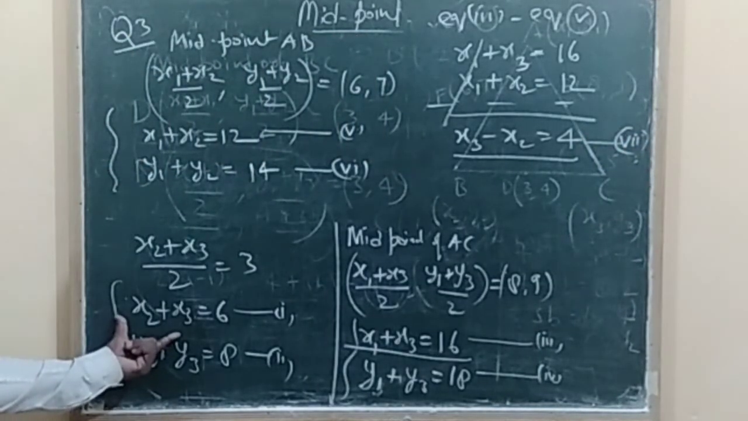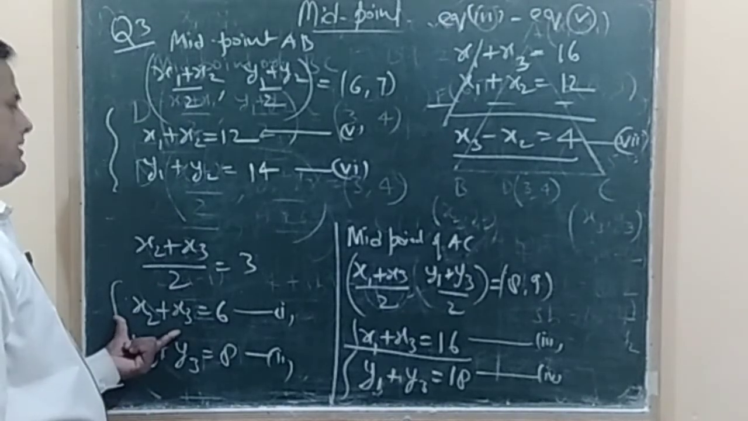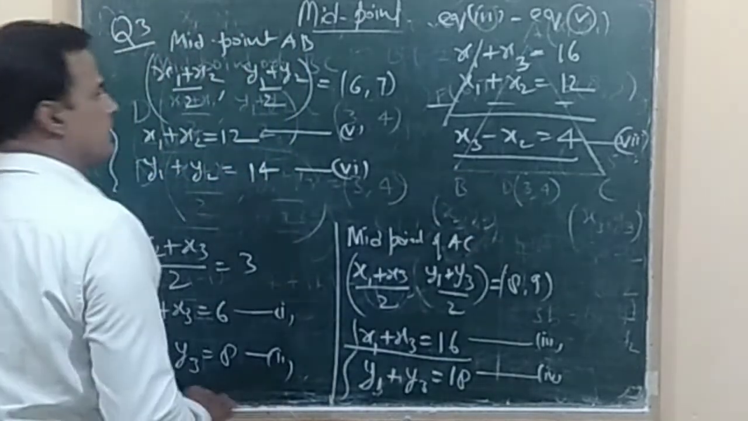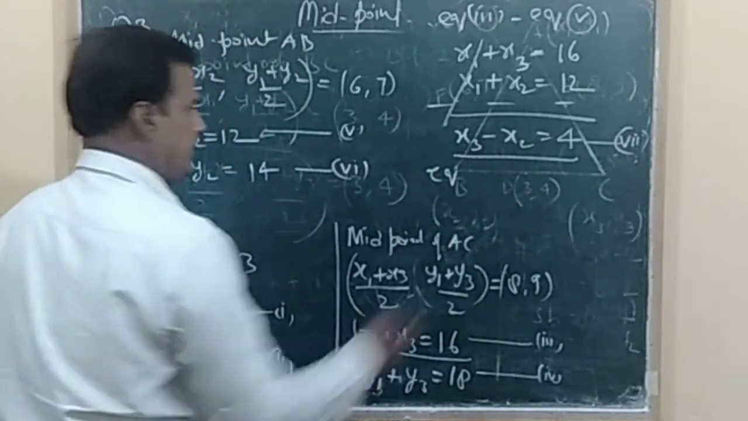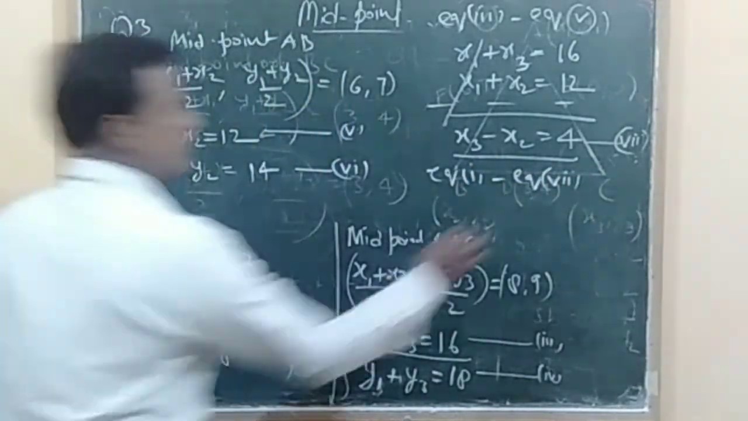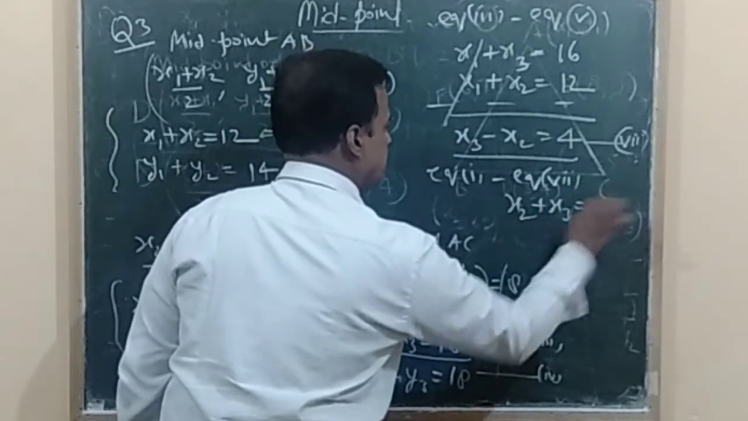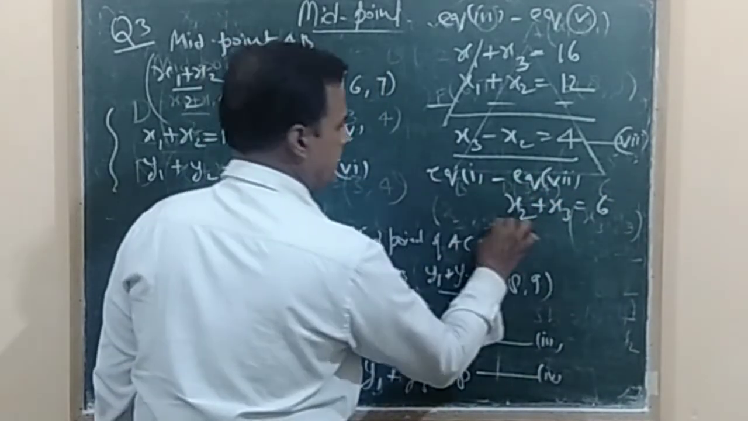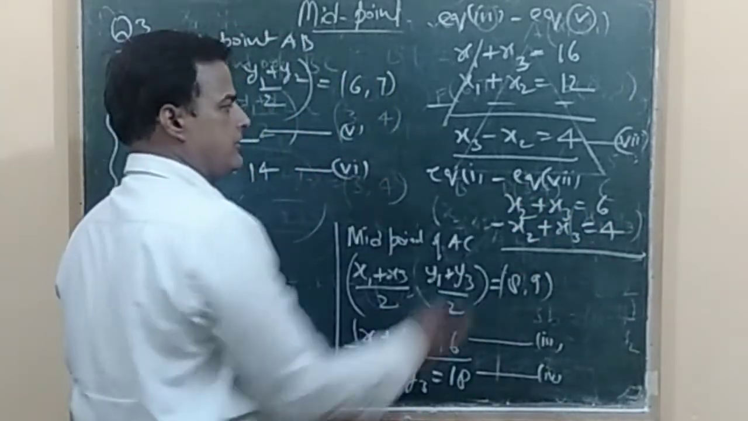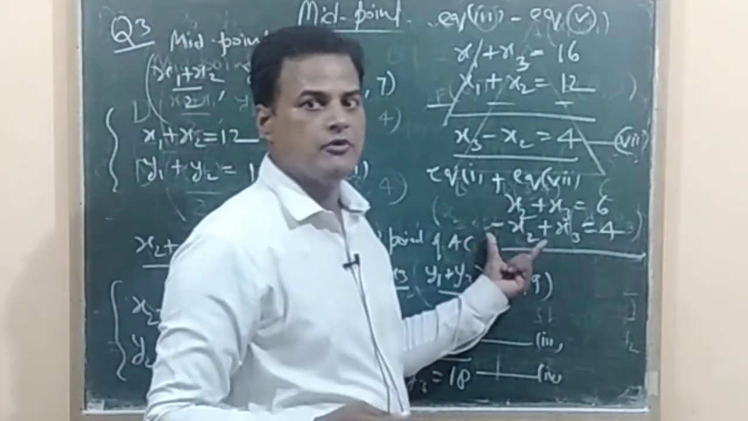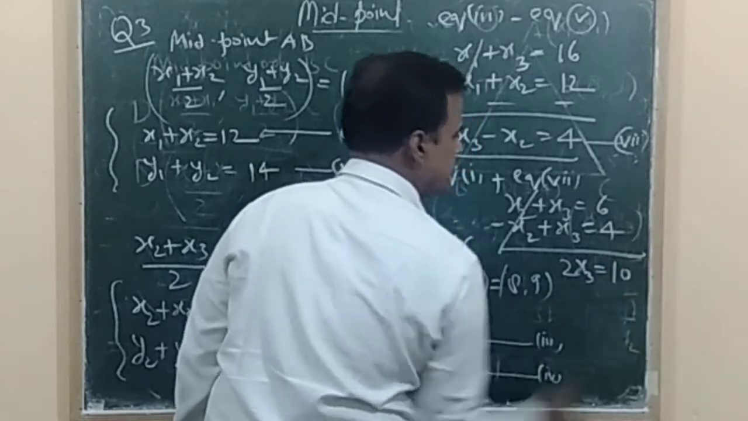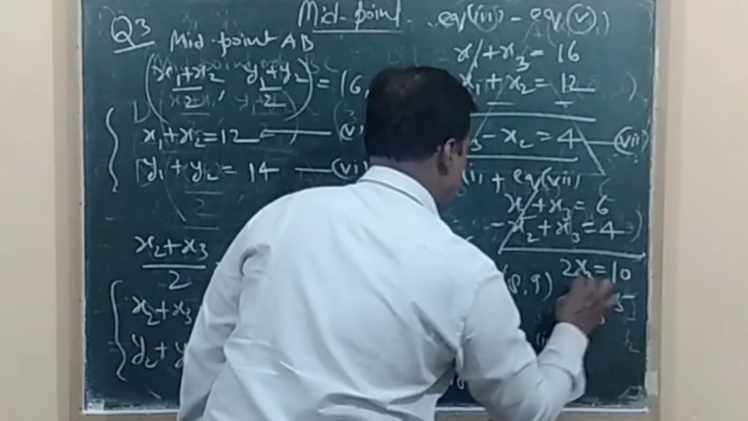Now equation 7 and equation 1. Equation 1 minus equation 7. Here we have x2 plus x3 equals 6, and we write minus x2 first and later x3, which equals 4. Adding both, because the negative is already there, x2 cancels. This means 2x3 equals 10, so x3 is 5.